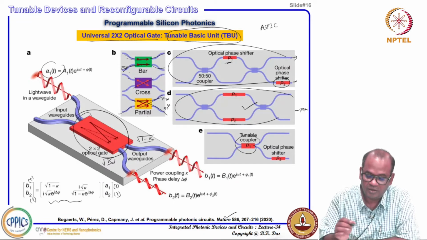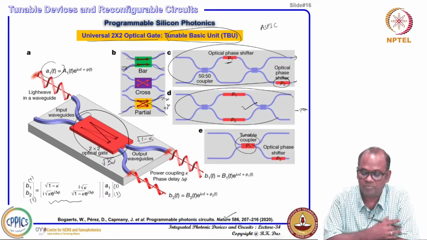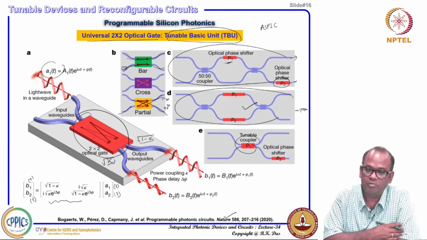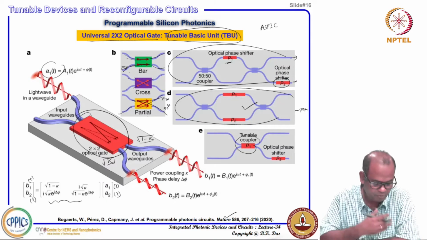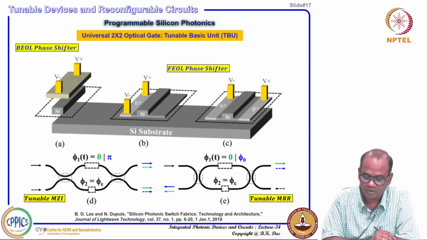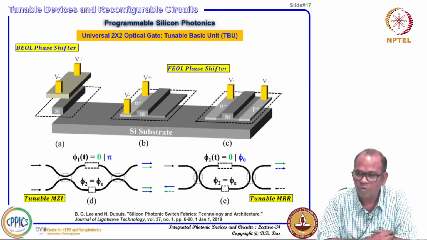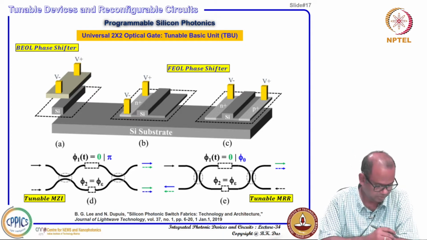So, you can imagine that people have now started using this type of tunable basic unit, or TBUs, or universal 2x2 optical gate, for large scale integrated circuits, for field programmable gate arrays. Before going into the field programmable gate array, we just want to discuss the technology. What type of technology and what type of building block? Is the Mach-Zehnder interferometer the only choice of tunable basic unit?